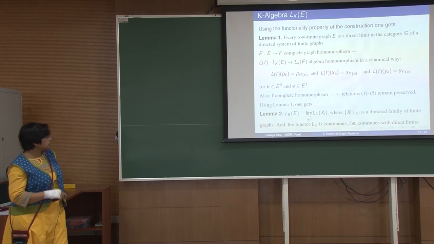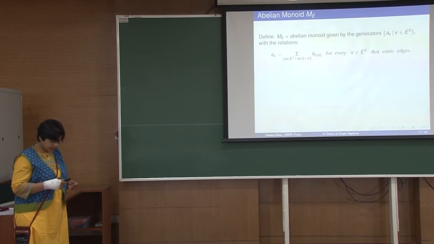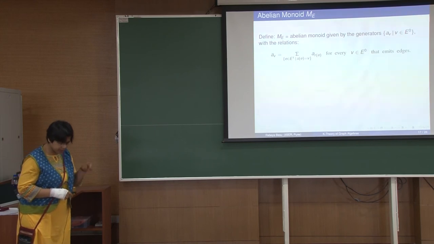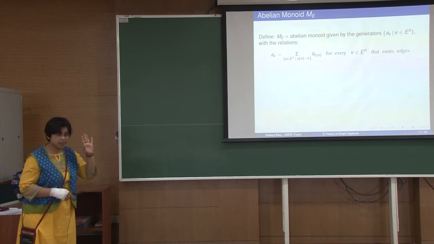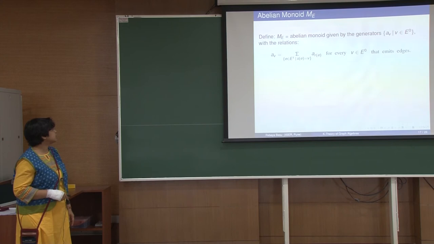While calculating this, it is enough to calculate L_K(X_i), where X_i is a finite graph. Now, if you recall, we have defined the exchange property, separability property and refinement property of monoids. So I'll go back to monoids.